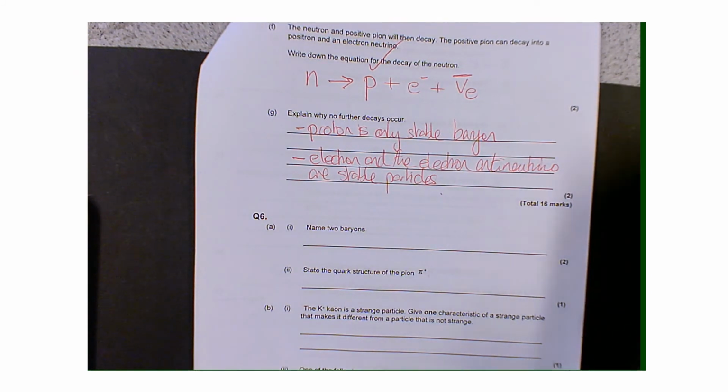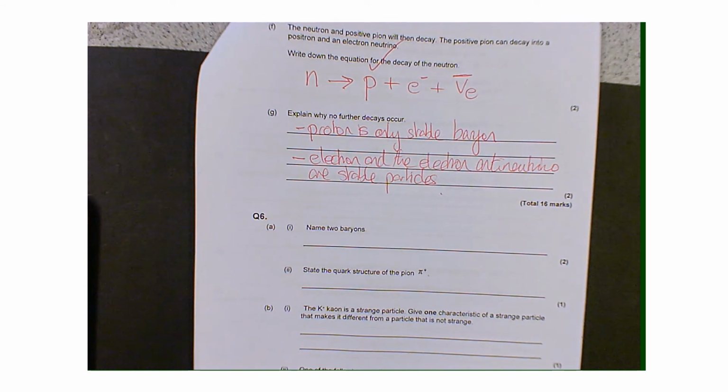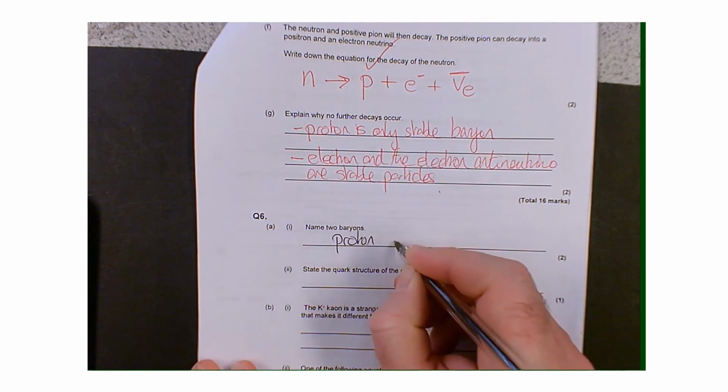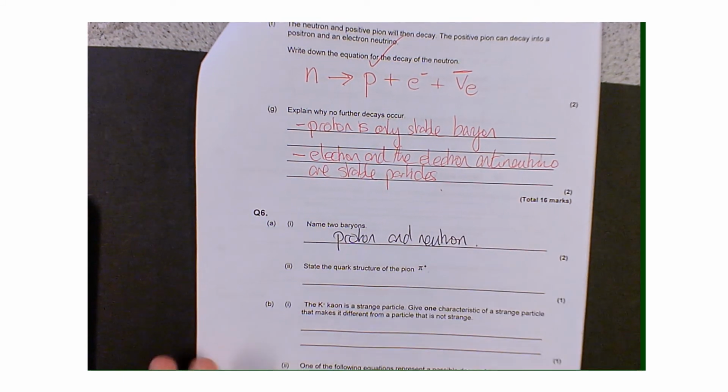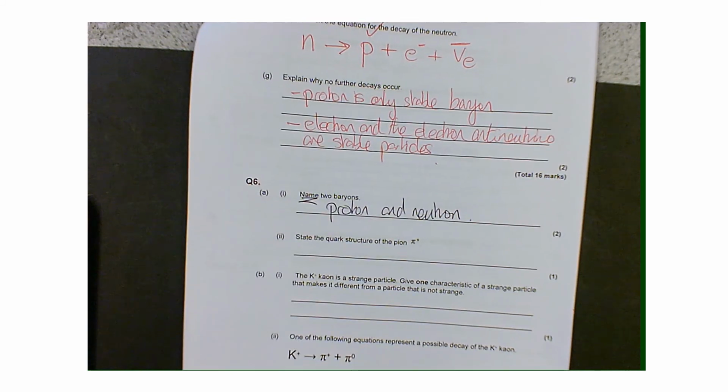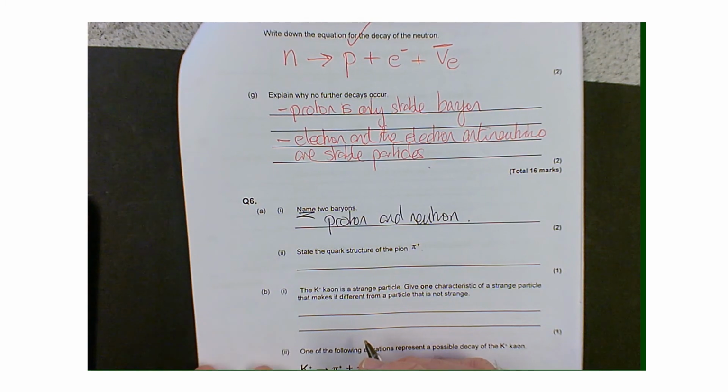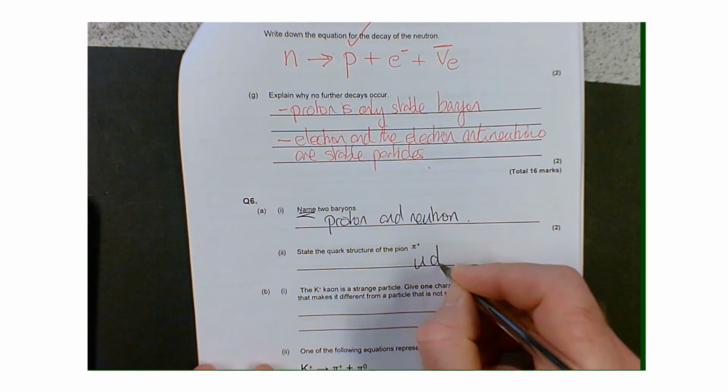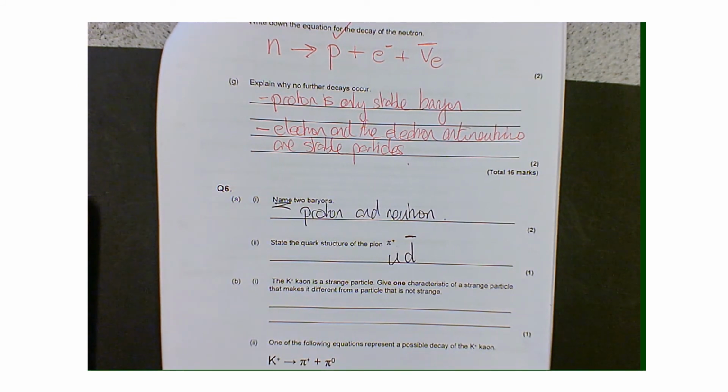Right. Two baryons. Darryl, since you said this earlier in the lesson, two baryons: proton and neutron. And again, it says name, so I have to write out the names. State the quark structure of the positive pion. Up and anti-down. The kaon plus is a strange particle. Give one characteristic of a strange particle that makes it different from a particle that is not strange. It has a strange quark in it. That's the easiest answer to give.